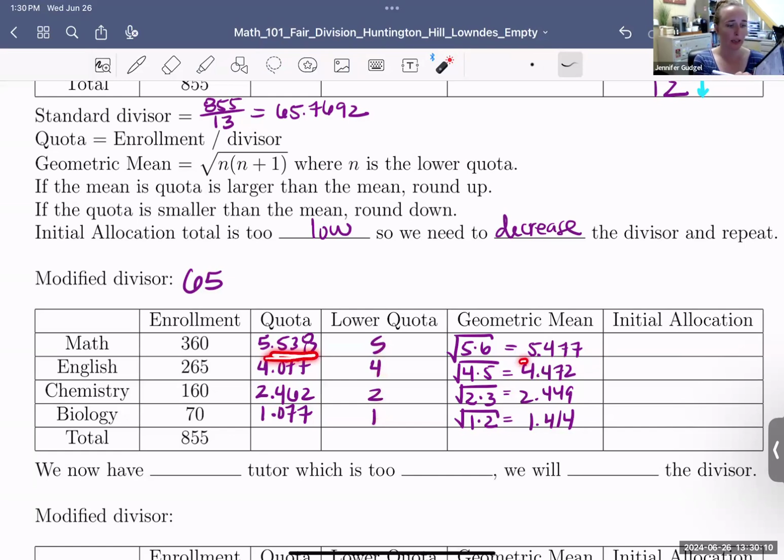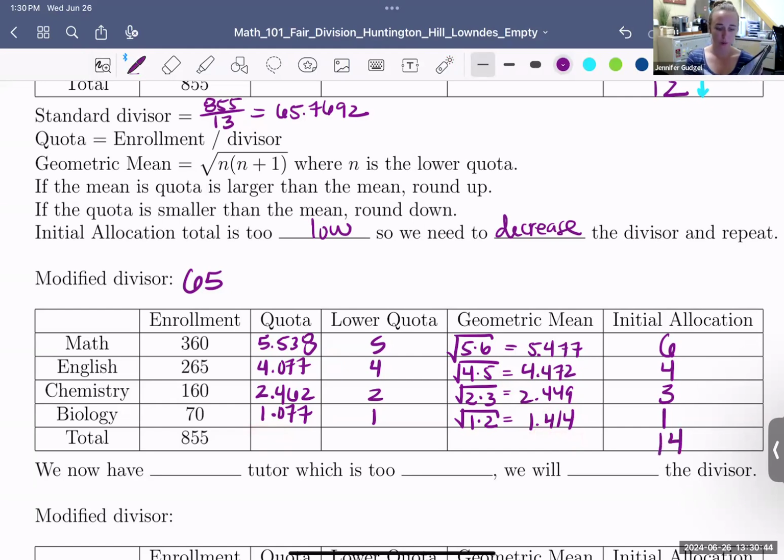Now comparing again, we have to ask, is it larger, bigger, or smaller? Upper or lower? All right, 5.5, is it bigger? Yes, it's bigger. So we round it up. Bigger or smaller? 4.0 is smaller, so we round it down. Bigger or smaller? 2.46 compared to 2.44 is bigger, so we round it up. 1.0 compared to 1.4 is smaller, so we round it down.